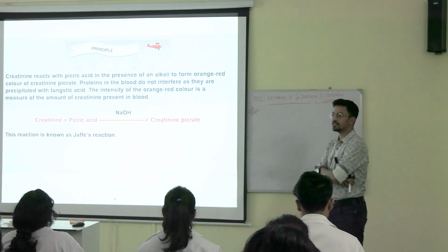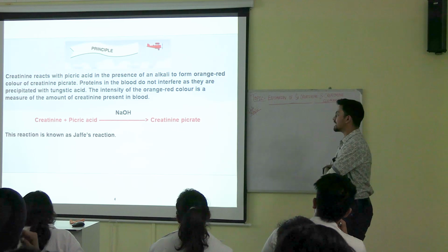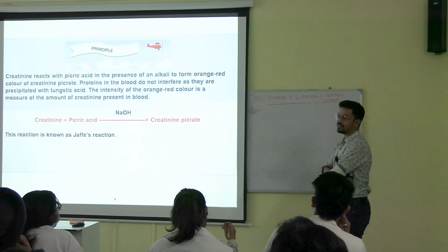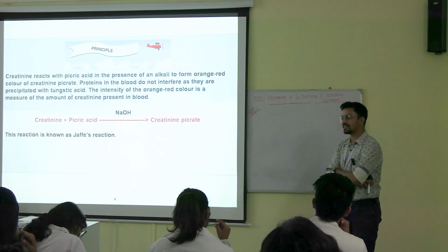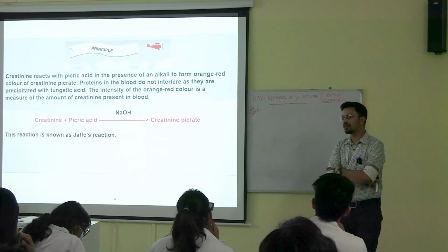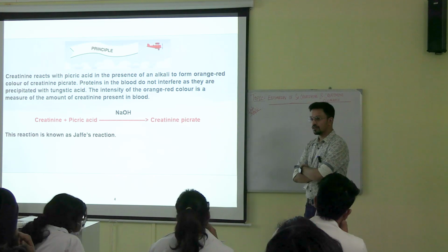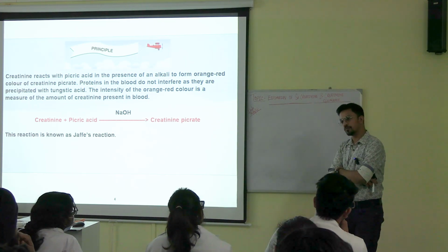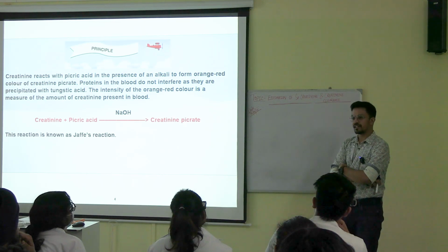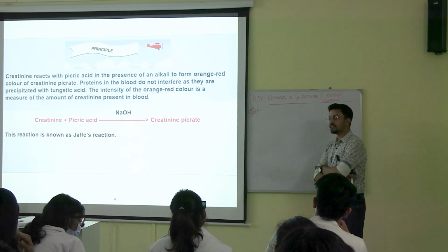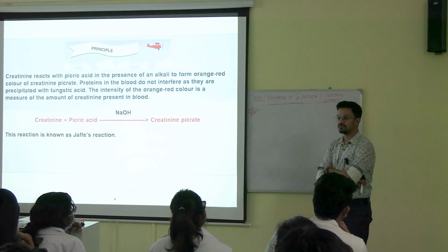Now somebody explain to me, proteins in the blood do not interfere as they are precipitated with tungstic acid. What do you mean by that? क्या होता क्या है कि that creatinine is reacting with picric acid. Now whenever you are taking the blood sample, obviously there is not only creatinine. Protein is there. Some amount of ketone bodies will definitely be there within the normal range. Glucose is there, ascorbic acid is there, urea is there. These all can react with the picric acid.